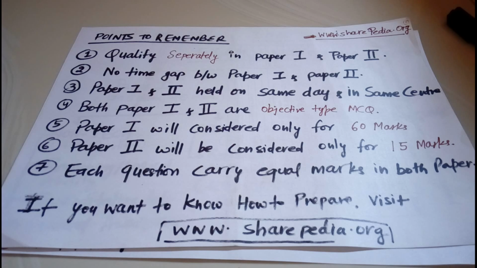Now if we move to the seventh point, it means that every question in paper 1 and paper 2 carries equal marks in both papers. Paper 1: 120 questions, 120 marks. Paper 2: 60 questions, 60 marks. Each question has equal weightage.